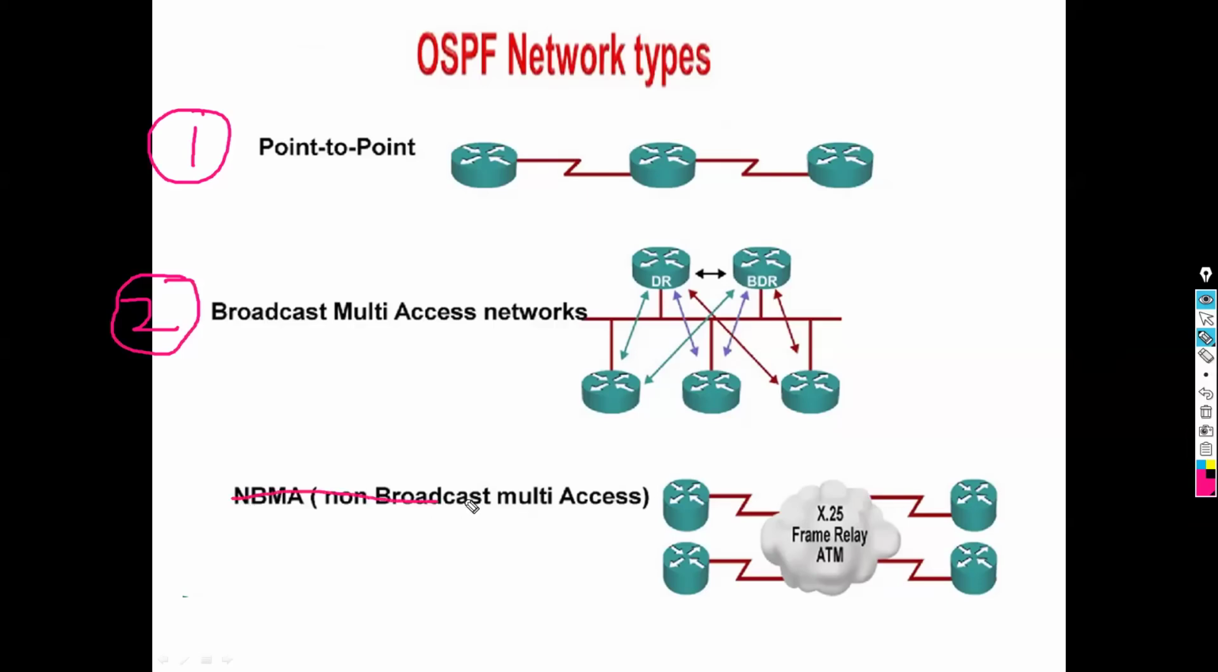NBMA is an old technology, so no one is using the NBMA network type. Frame relay, ATM, X.25, these are old technologies, so you will not get these options. You will get only these two options here. This is called point to point. It means you are connecting your devices with a serial link.